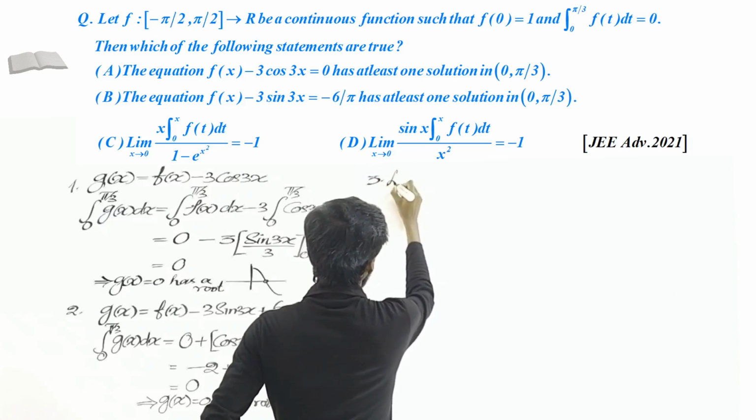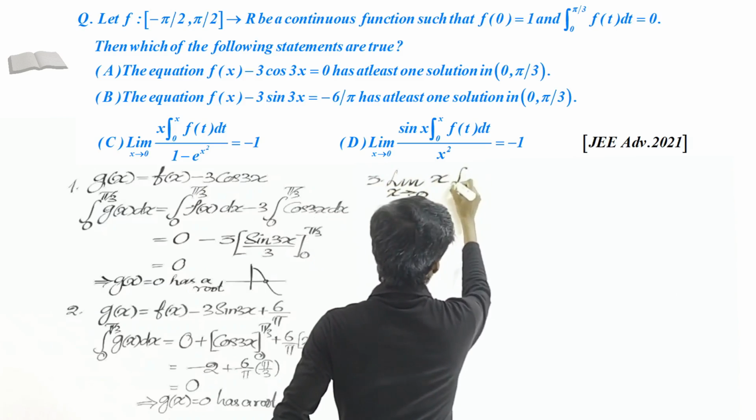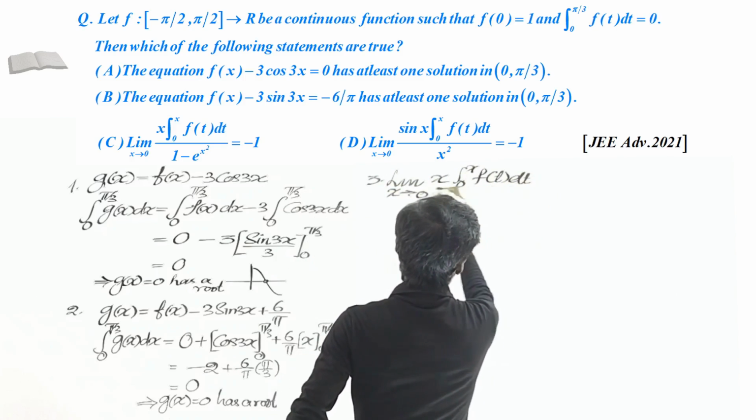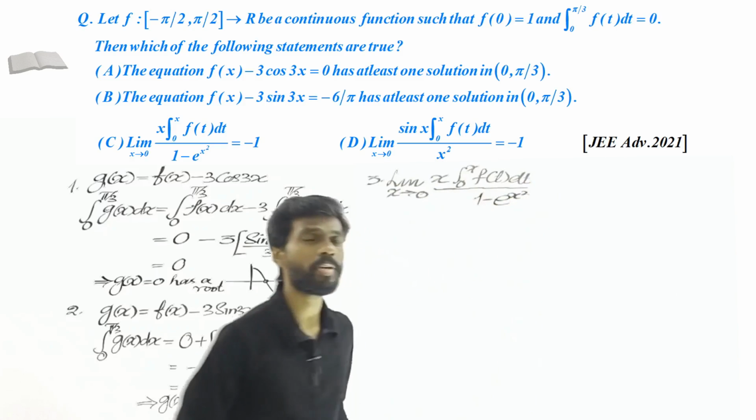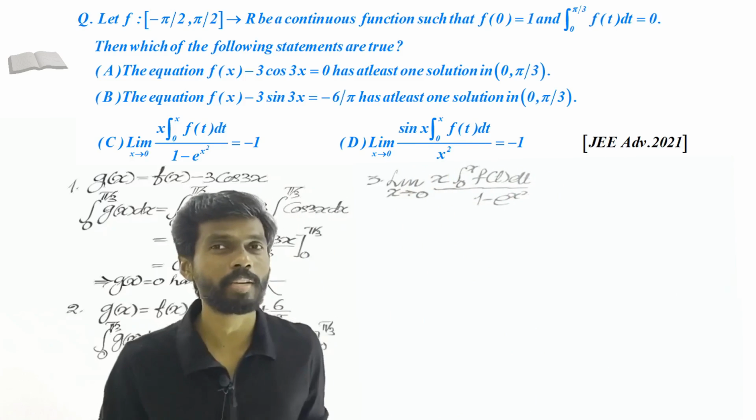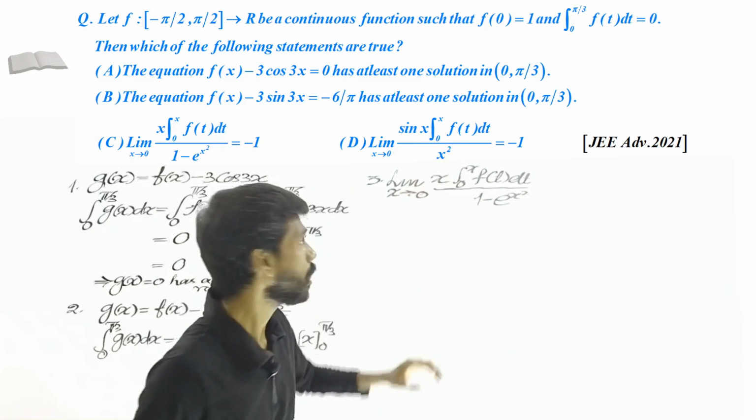So that is limit x tends to 0, x integral 0 to x f of t dt, divided by 1 minus e to the power x square. So this limit we have to find. Now here we have an integral with a variable limit. Obviously we have to differentiate this. So that means we have to use L'Hopital rule. So let us differentiate this.